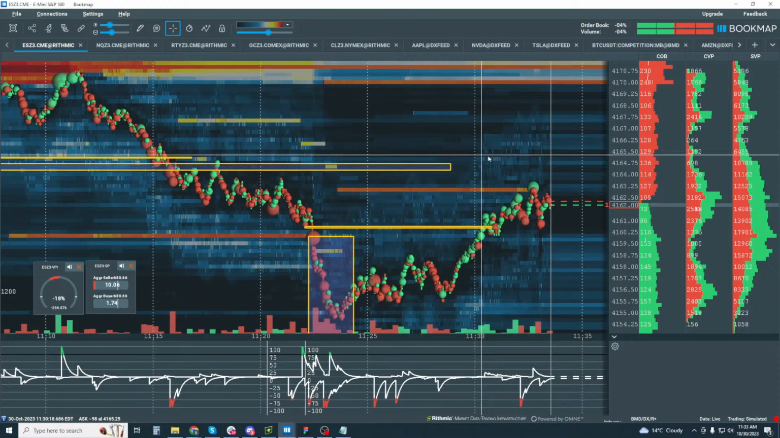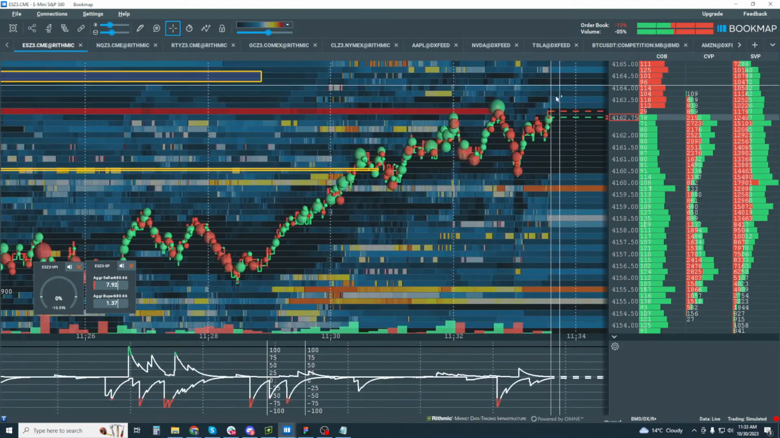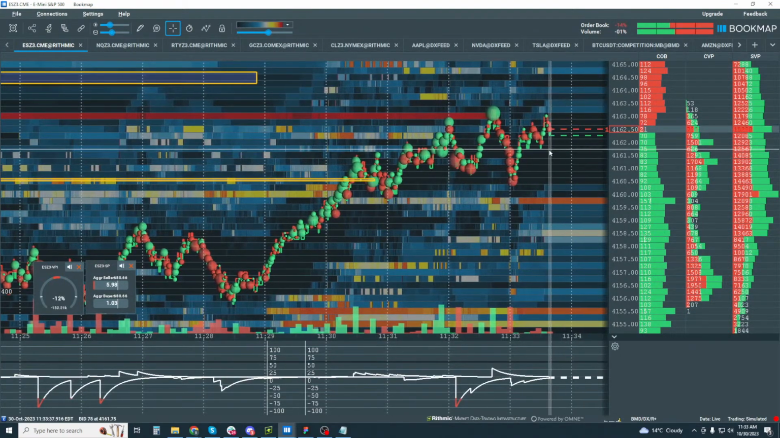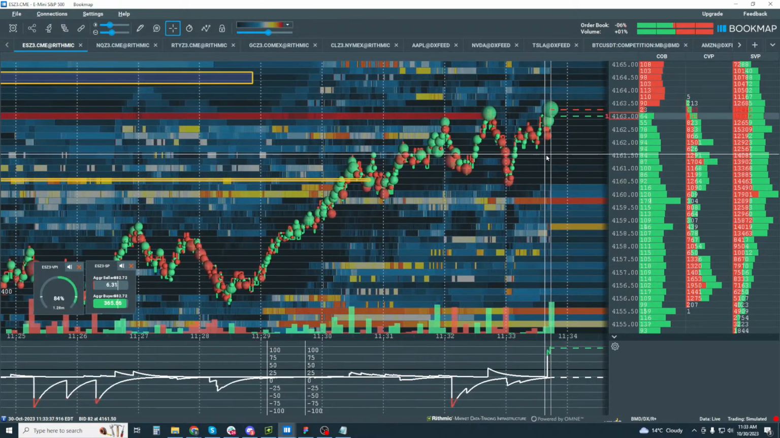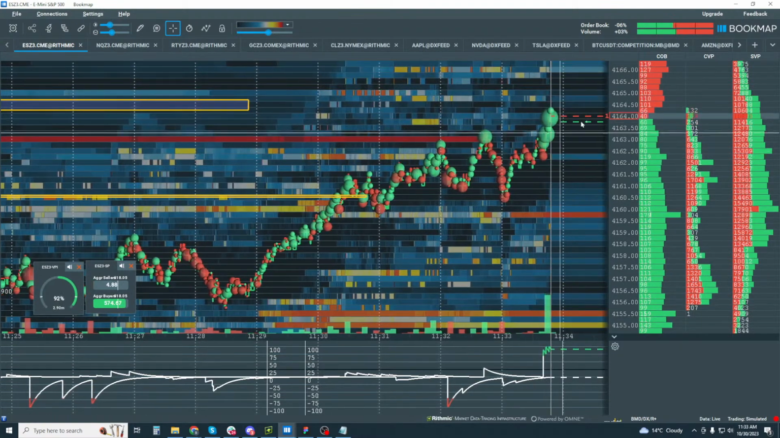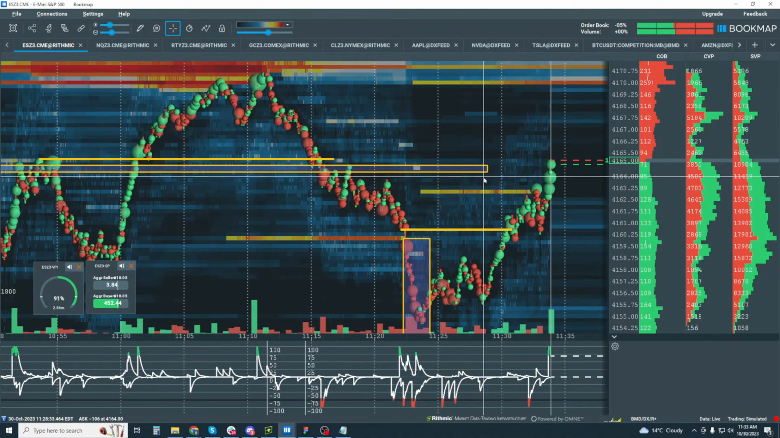All right, there's some exhaustion by the buyers up in here. Let's see what happens here. Would love to see sellers right around here, 61.5. No, more buyers. Sweep to the upside. All right.